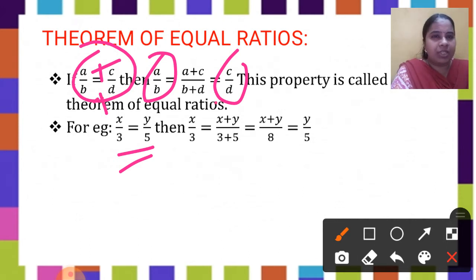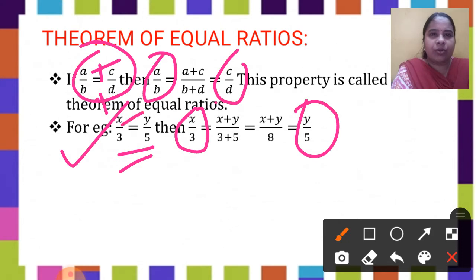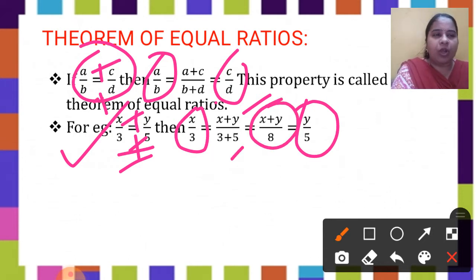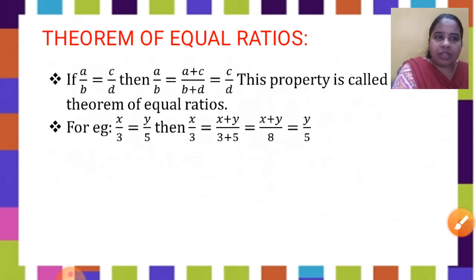Okay, so what is this? Let us understand it here with the help of this example. x upon 3 is equal to y upon 5. These are equal ratios. It means that each individual ratio is equal to the sum of the numerators, that is x plus y, and the sum of the denominators, that is 3 plus 5. So it will be (x plus y) upon 8. I hope you are understanding it.